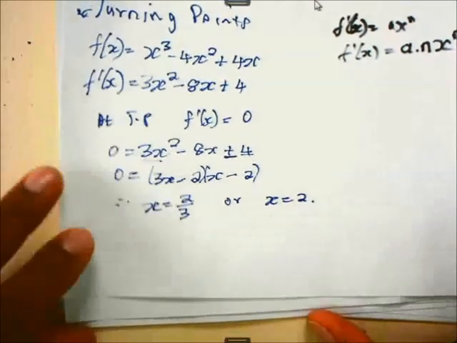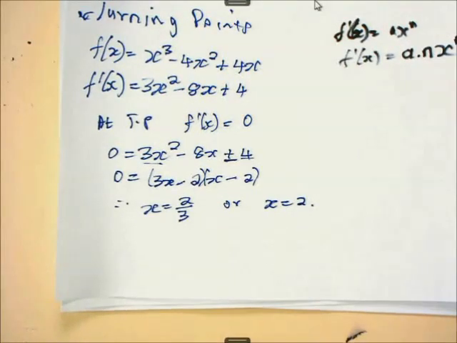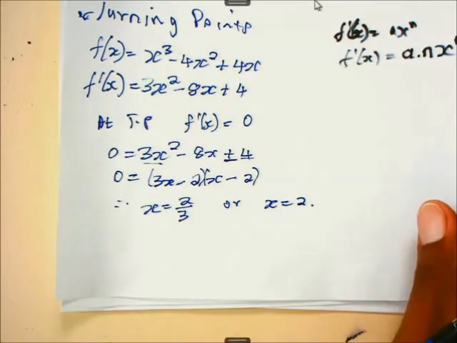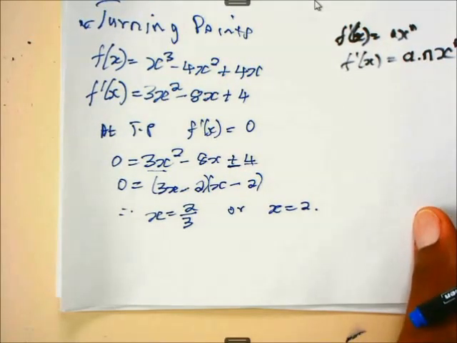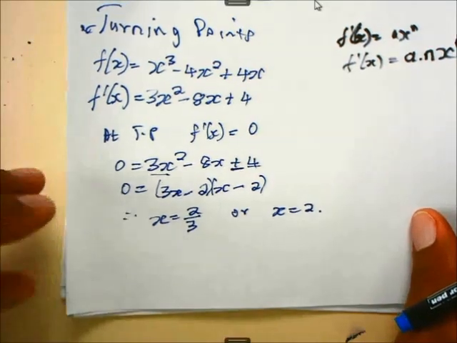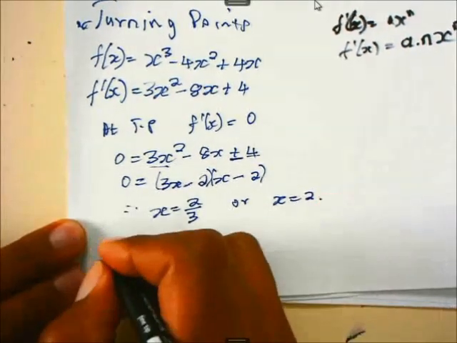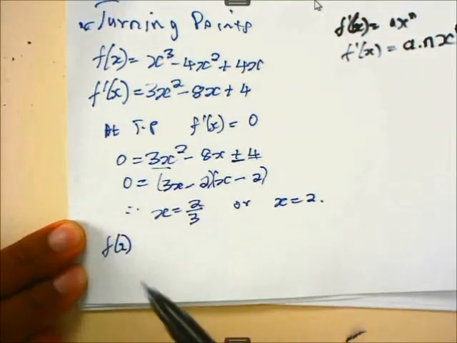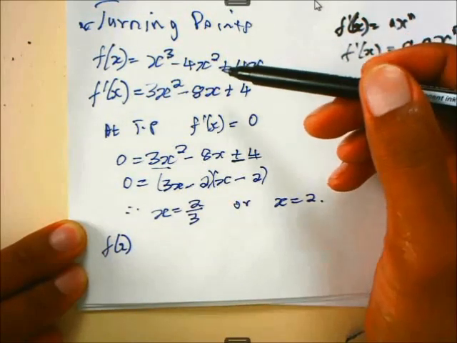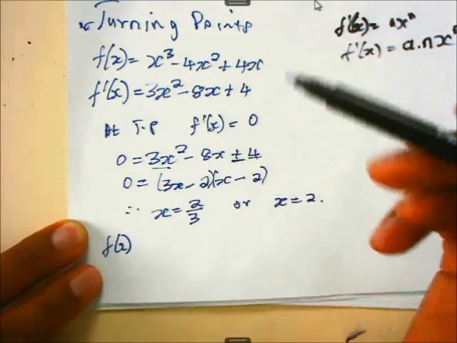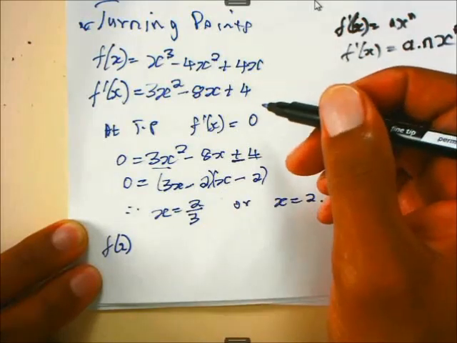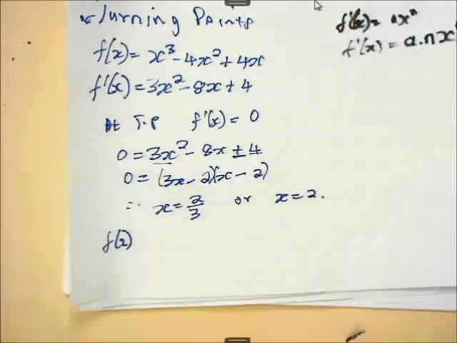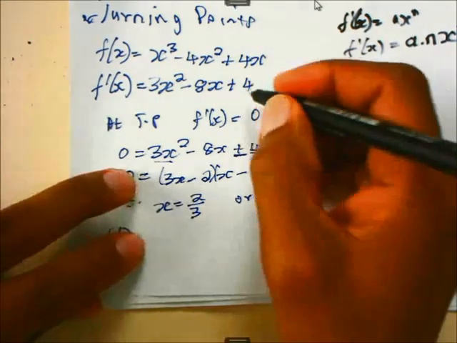Good. Now, from here, what do we do? We must find the corresponding y value. If x is 2, what is the corresponding y value? If x is 2/3, what is the corresponding y value? Right. Let me start with 2 first. F at 2, we take 2, we substitute it where? In the original. Please don't substitute it at the derivative. Do not substitute the x values at the derivative. Why? Because you are going to get 0, right? You are going to get 0. Do not substitute these values at the derivative.